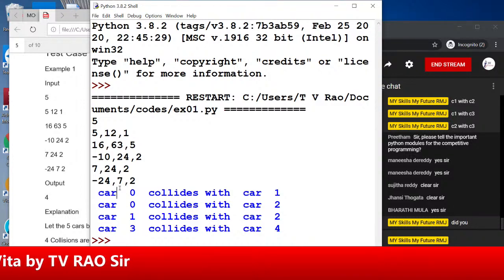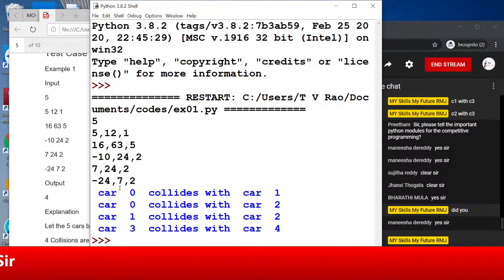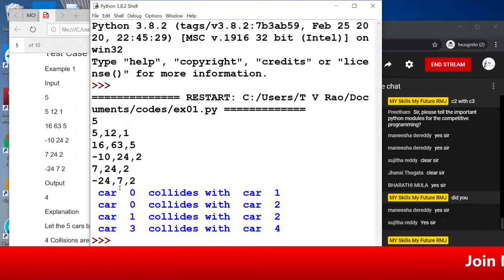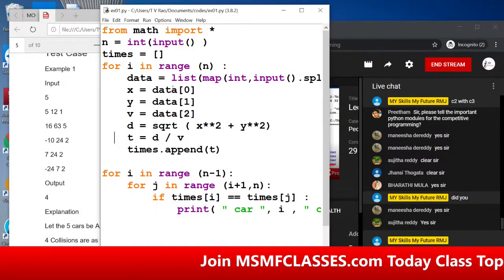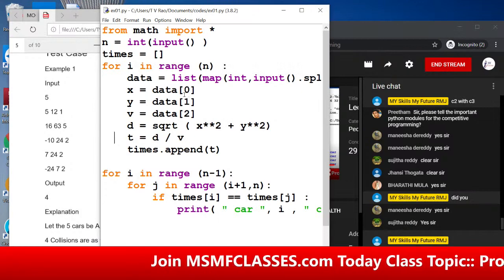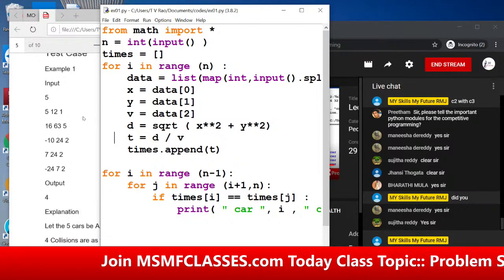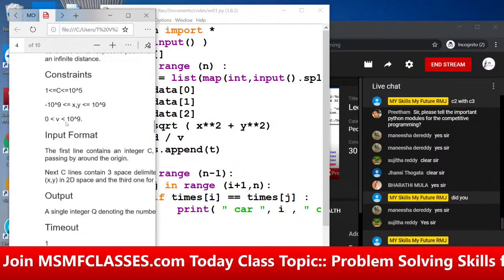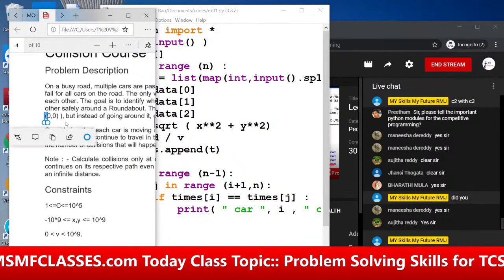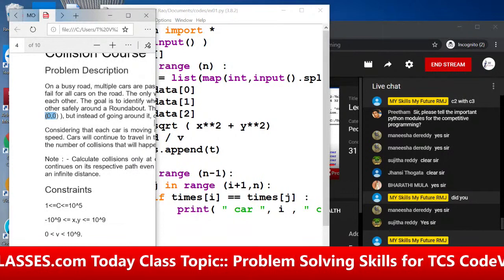It is a simple engineering mechanics problem. Distance is equal to x2 minus x1 whole square plus y2 minus y1 whole square, under a square root. Time is equal to distance by velocity. And you see this problem. First parameter is x coordinate, second is y coordinate, and third is velocity. And we need to reach the origin. Origin is a roundabout.